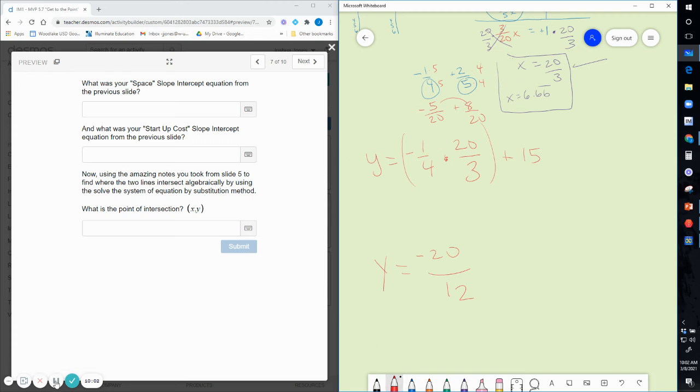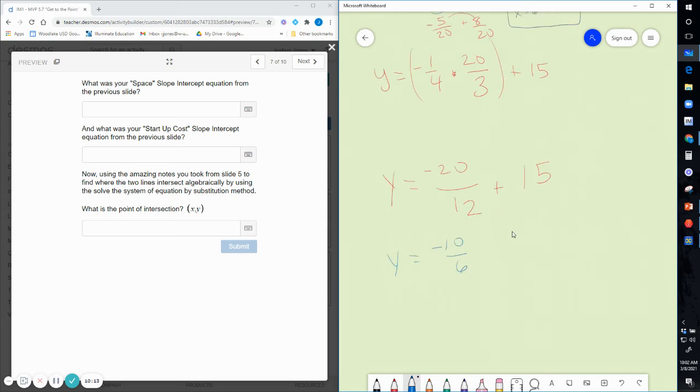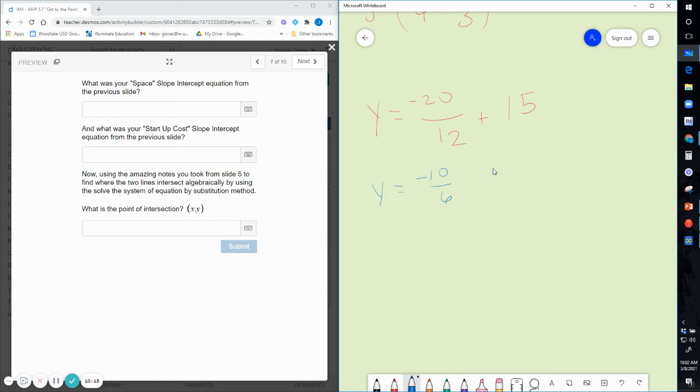And then we have to add 15. Don't forget to add 15 at the very end. Now we need to reduce our fraction. So y equals, I don't know, negative 10 sixths plus 15. You can reduce that again. Y equals negative 5 thirds plus 15. Okay, so I'm just reducing this fraction by dividing it by 2 a couple times.